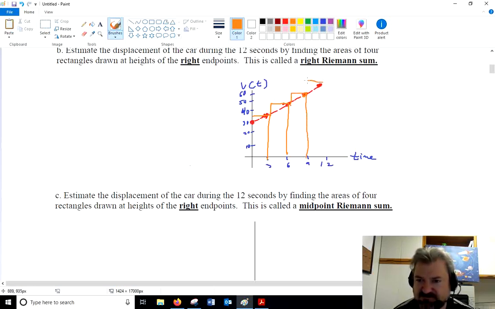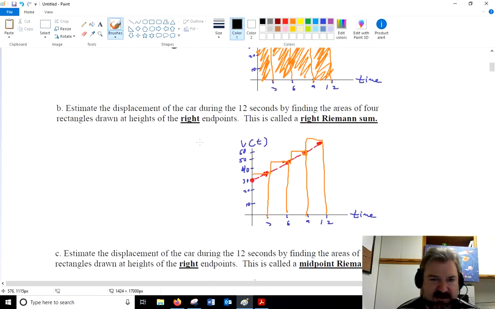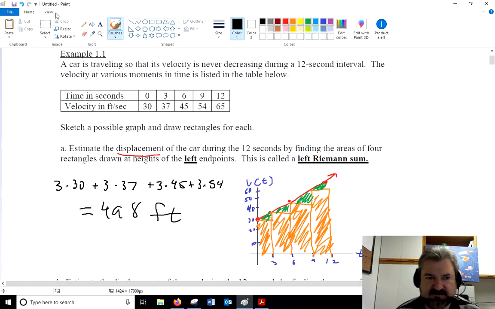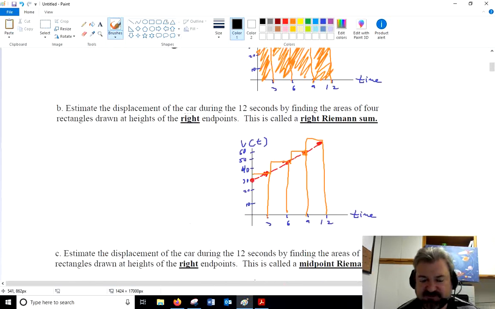Last time I used the left, but because this graph is increasing, last time we got an underestimate. This time it looks like we're going to get an overestimate. Well, let's go ahead and figure out what that would be. I kind of need that table again, though. So 37, 45, 54, and 65.